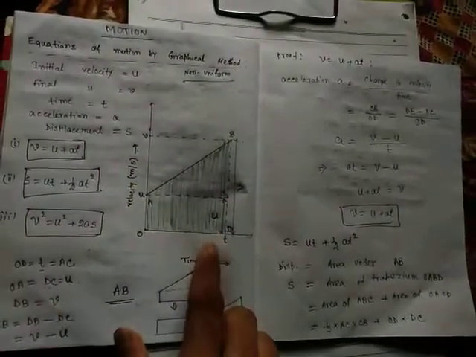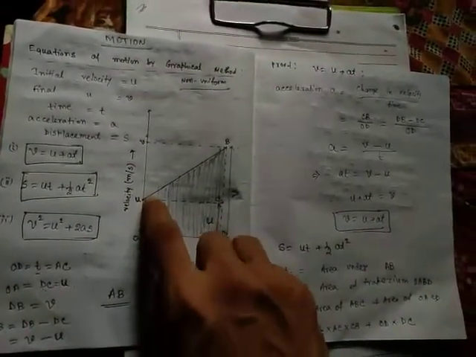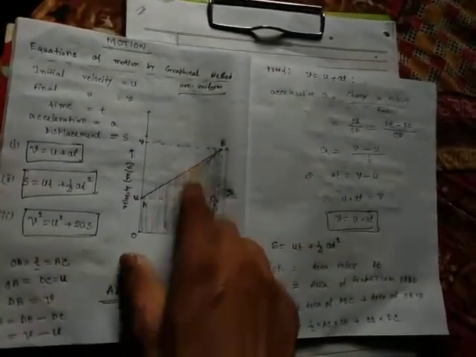Is that clear, students? See, I am again telling: we know that displacement is equal to the area under the velocity-time graph. So this is a velocity-time graph. What is the main curve? AB. So the area under this graph will be the displacement, and this is the area.